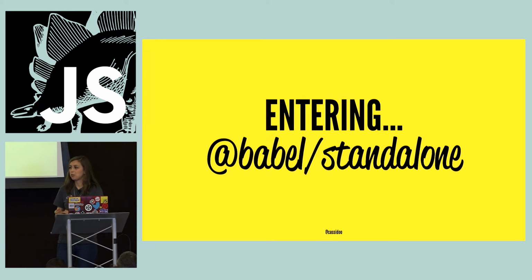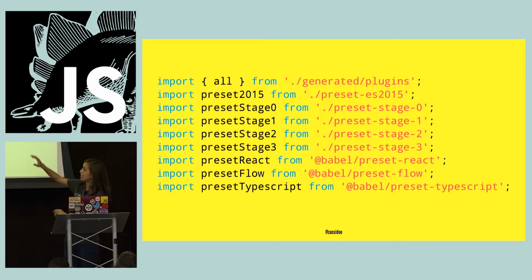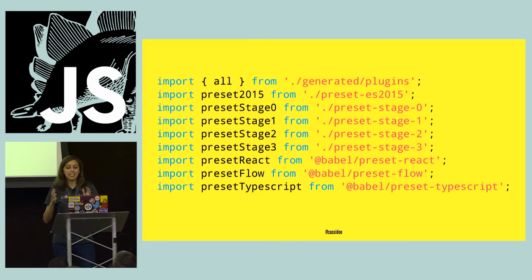So we found this great thing called Babel Standalone. It looks like this would be the plugin that we needed, and it would solve all of our problems. This is generally all of the presets that it included. It had the 2015 preset. It had all of the stages of all of the different plugins that you might need. It had React built in, and Flow built in, TypeScript built in. It seems like it had everything.